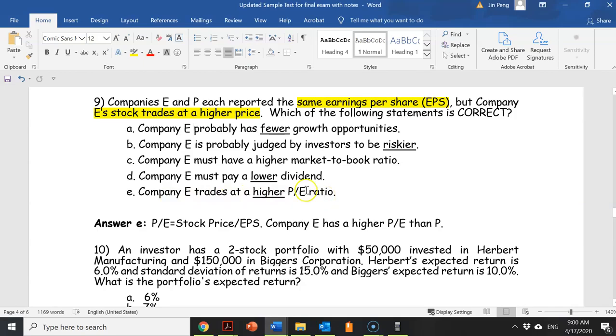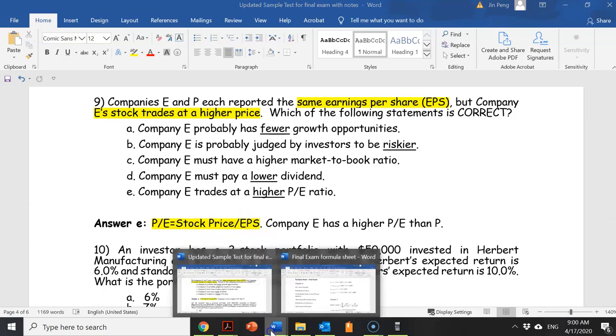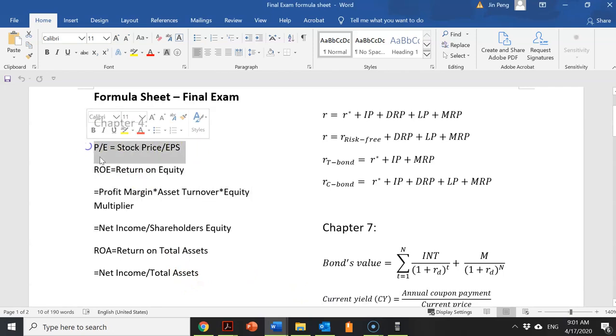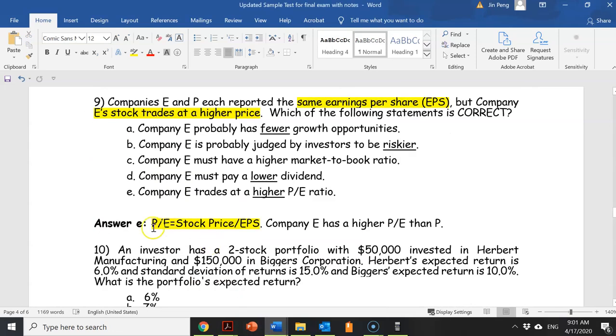Okay, so we know EPS, earnings per share, here. We also know the stock price. We can calculate the PE ratio by using stock price divided by EPS. If you don't remember this, again, it is in the formula in chapter 4. Here, PE ratio equals stock price divided by earnings per share. Okay, so we can rewrite the formula here. Company E has the same earnings per share as Company P, but it also has a higher stock price.